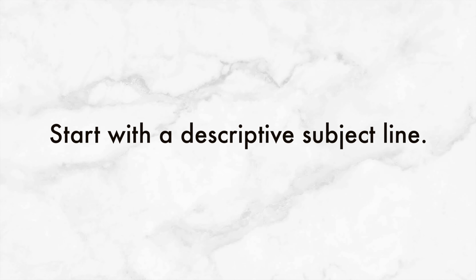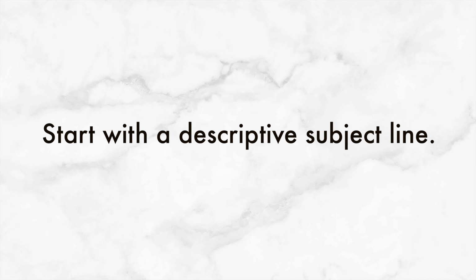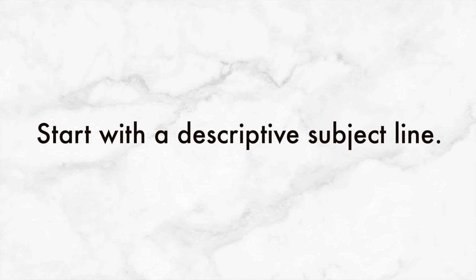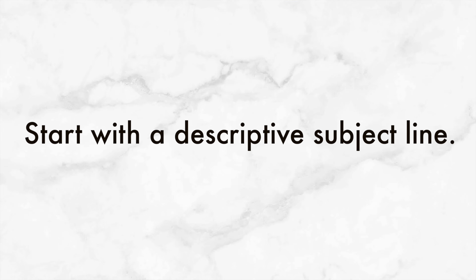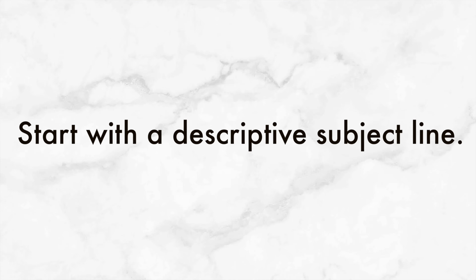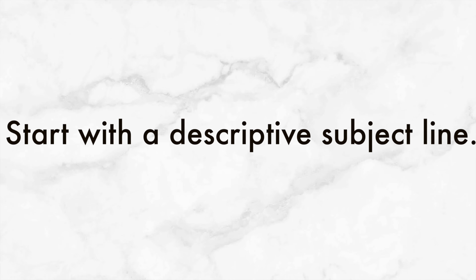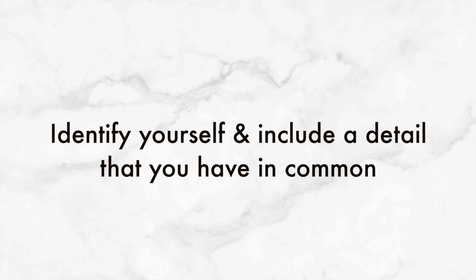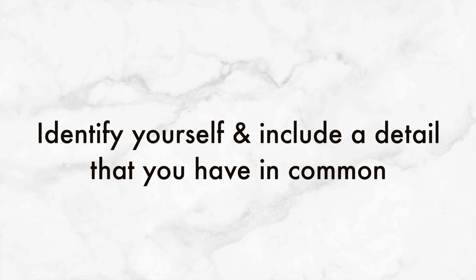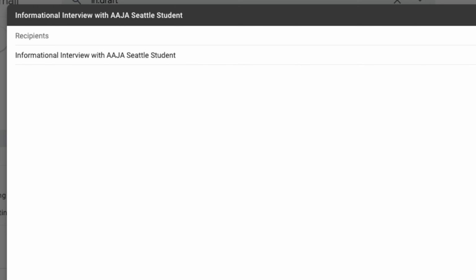So this is how I would approach writing an email to someone who's in a manager or director role. Always start with a descriptive subject line. Here's an example. Let's say I was a journalism student in the Asian American Journalists Association and I was reaching out to a more experienced journalist who was also a member of the same professional group. You would identify yourself and your title, for example, student or intern, and include a detail that you have in common. So, informational interview with AAJA Seattle student.